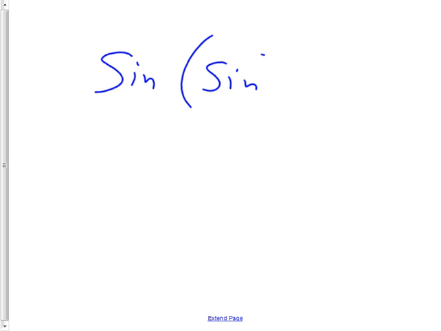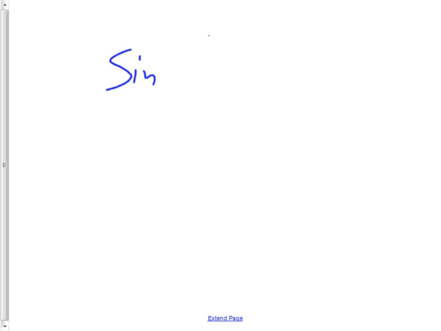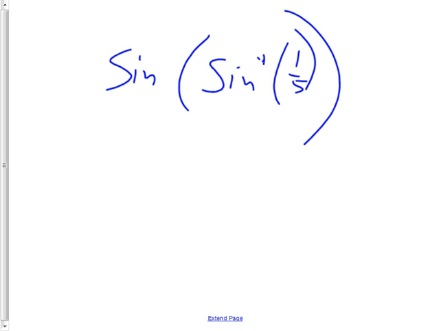Okay. So let's actually do this one. Sine of inverse sine of 1/5. And let me show you why the answer is not 1/5. Try it. Start on the inside. Just start on the inside.